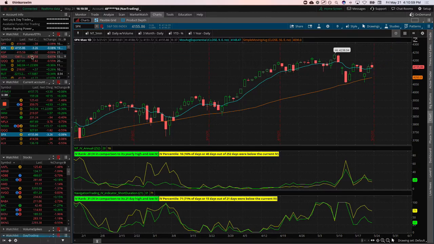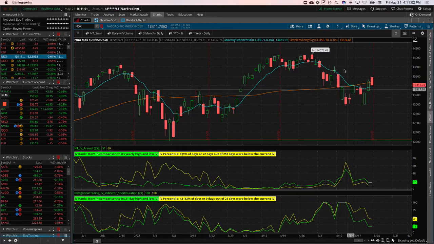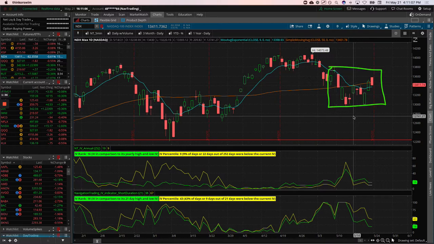If we take a look at the NASDAQ, a little bit weaker and a little bit more volatile, but still in a little bit of a consolidation box here.